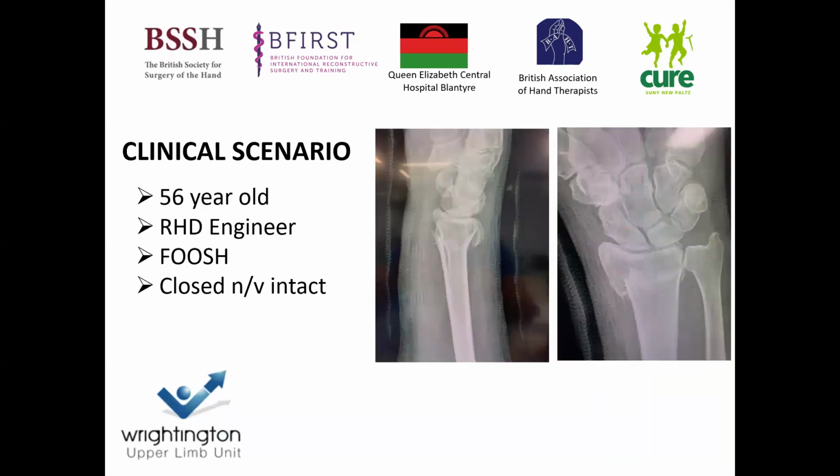So the clinical scenario we use is a 56-year-old right-hand dominant engineer who fell onto an outstretched hand, sustaining this injury here. You can see it's an extra-articular distal radius fracture on both the AP and lateral projection. You can see that we've lost a significant amount of radial height on that AP, and there's a tilt radially. And on the lateral projection, you can see that there's a dorsal tilt of about 20 degrees and a degree of translation dorsally to that distal fracture element as well.